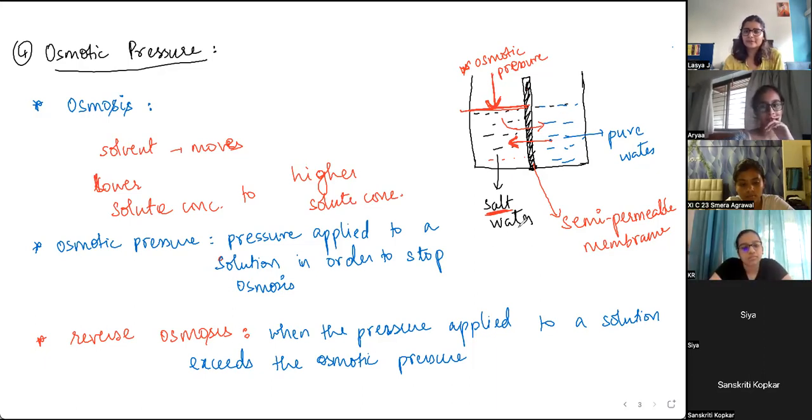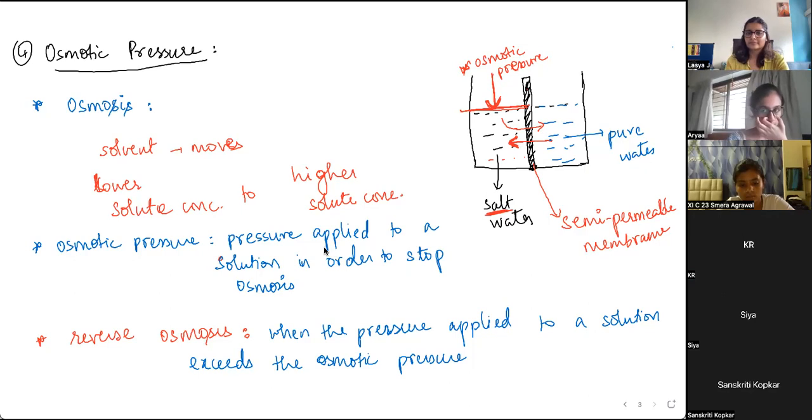But osmotic pressure is to stop osmosis, right? Numerically, if you want to figure out how much osmotic pressure is there, just apply pressure on the solution, and at the point where osmosis stops, whatever pressure you applied, numerically, will be equal to the osmotic pressure here. Is that making sense?